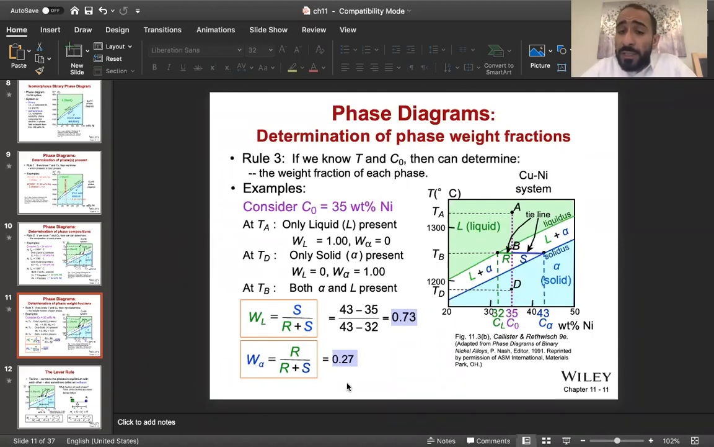Of course, these are fractions. So if you add them, you end up having 1, right? So the total should be 1. So the fraction of liquid plus the fraction of alpha, when you add them together, should equal 1.